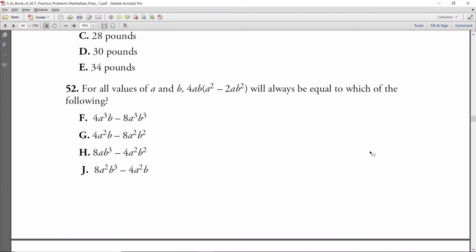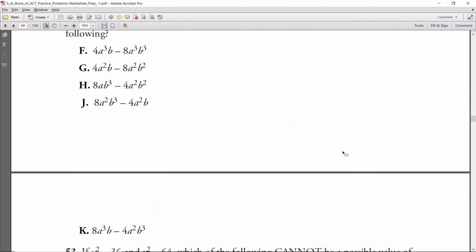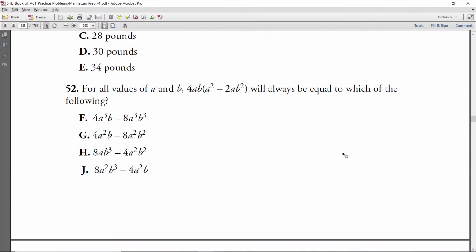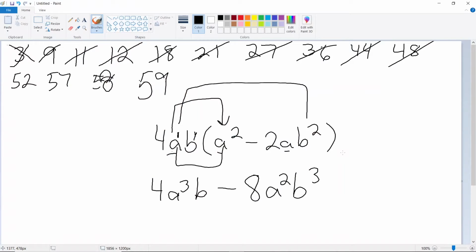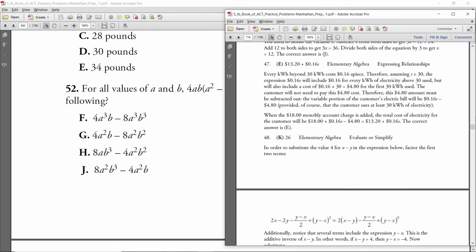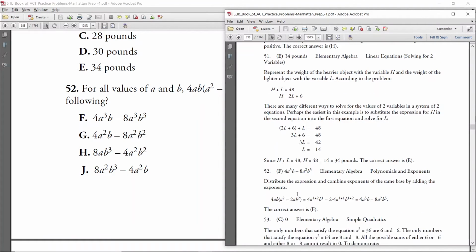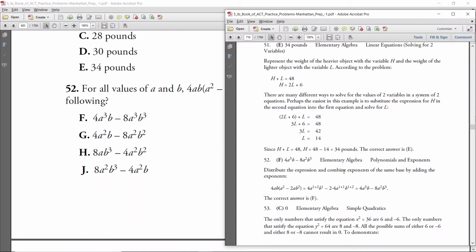Four a cubed b, I got that, minus 8. Oh, there's another answer. Oh, but that's 8a cubed. Okay, 4a cubed b minus... Oh, yes, I did. Here's a to the first. No, I didn't. A squared. What do they say the answer is? Okay, we'll have to think about this because somewhere we made a mistake. They say F. Ah, typo, typo.